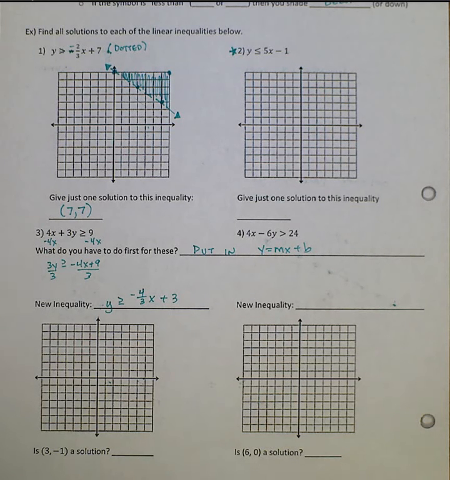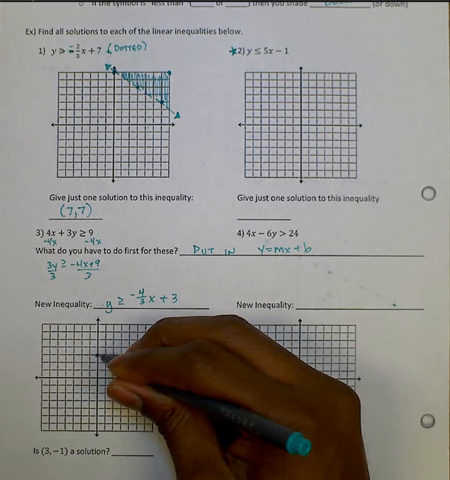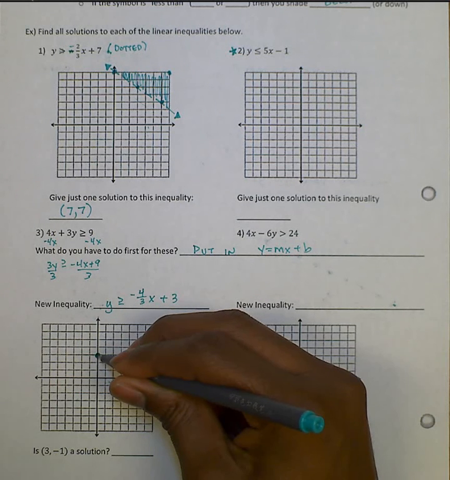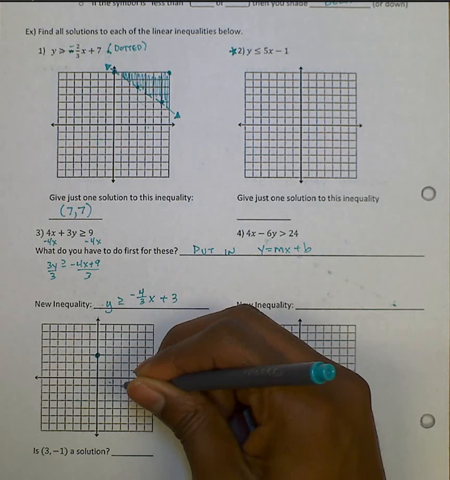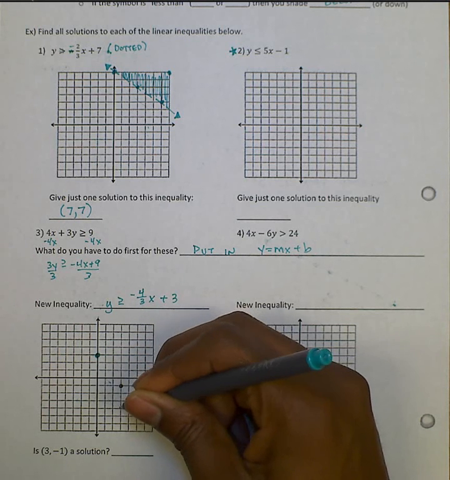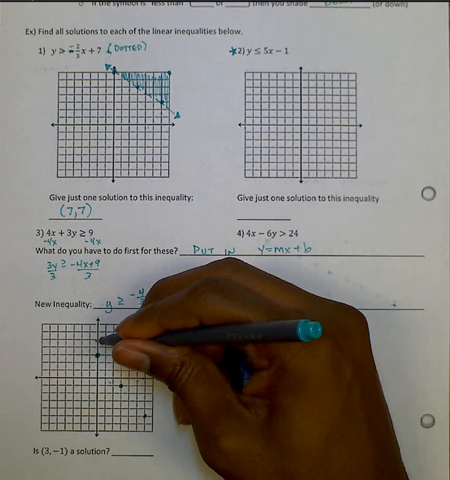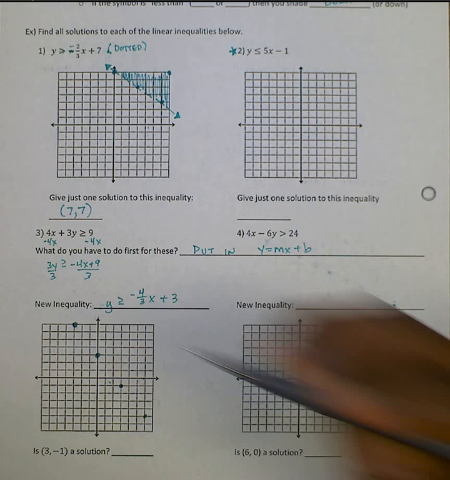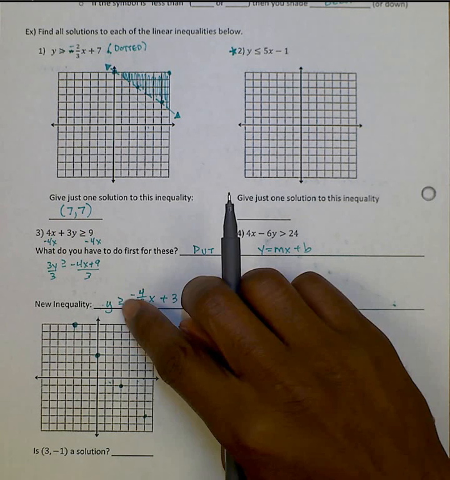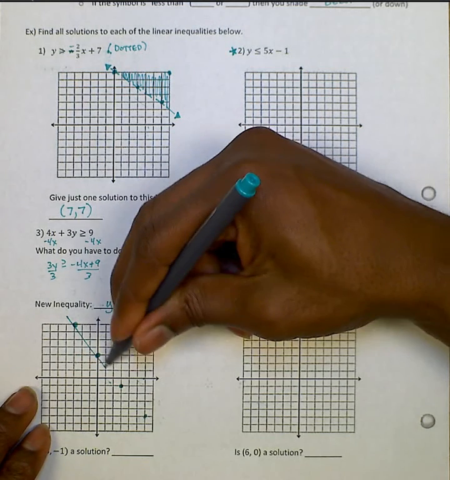Alright, so now we're going to graph this. Since it's in slope-intercept form, we can just follow the y-intercept at 3. Our slope is negative 4/3, so 1, 2, 3, 4 over 3, 1, 2, 3. Again, 1, 2, 3, 4 over 1, 2, 3. Alright, and so that's our line. It's or equal to, so our line will be a solid line straight through here.